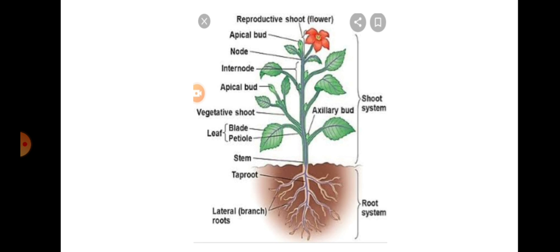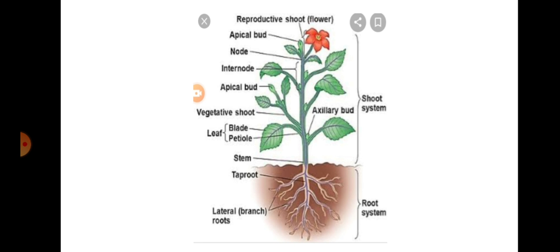The second one, node. It is a part of the stem or branch of the plant from where the leaf arises. Listen: the first one is shoot, the second one is node, the third one is vegetative buds. Sometimes buds are present in the leaves that are capable of developing into a shoot. These are called vegetative buds.